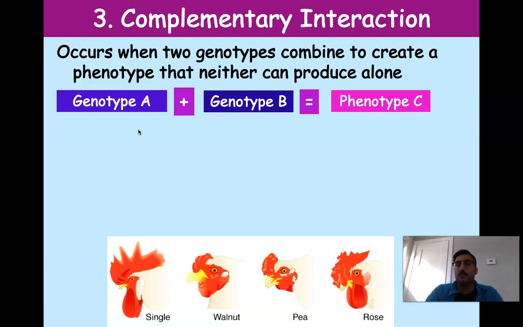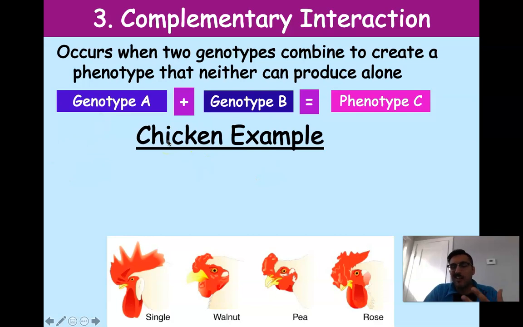You wouldn't have predicted it from the first two. You wouldn't have seen that normally. So let's take a look. Chickens, a common example for this stuff. So, chicken example.